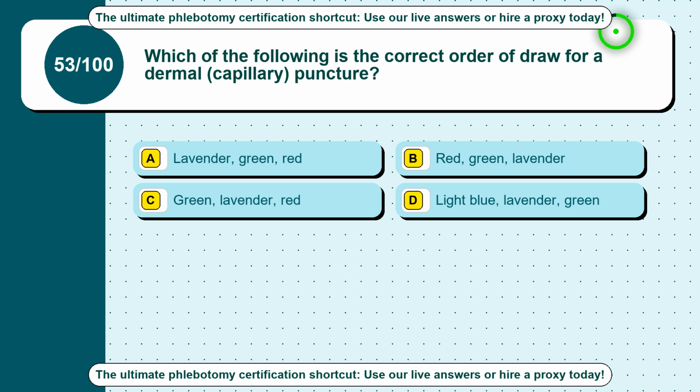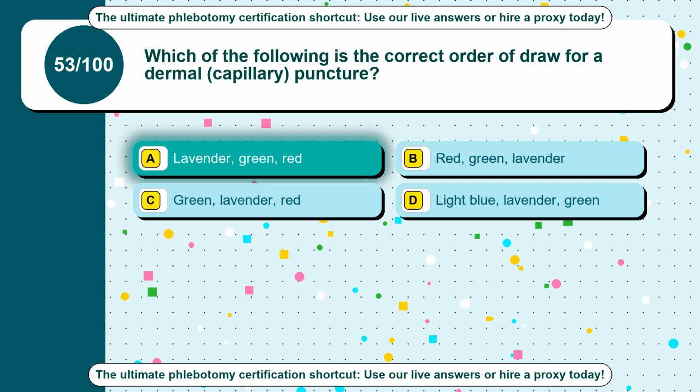Question 53. Which of the following is the correct order of draw for a dermal, capillary, puncture? Option A. Lavender, green, red. Option B. Red, green, lavender. Option C. Green, lavender, red. Option D. Light blue, lavender, green. The correct answer is option A.